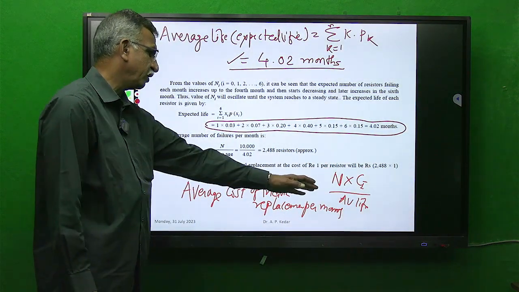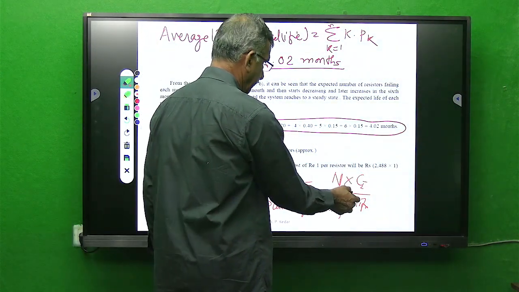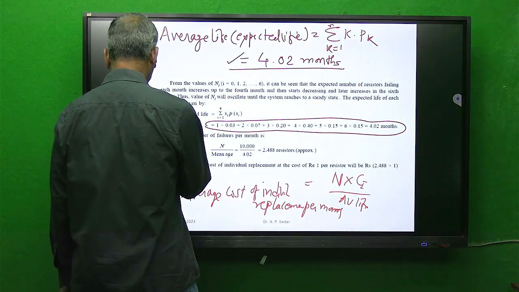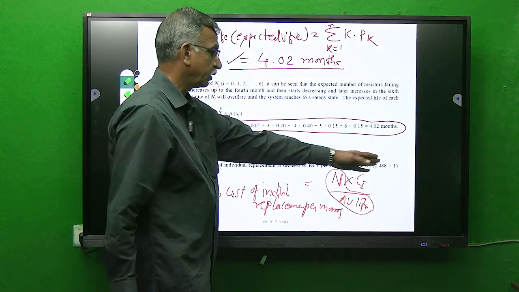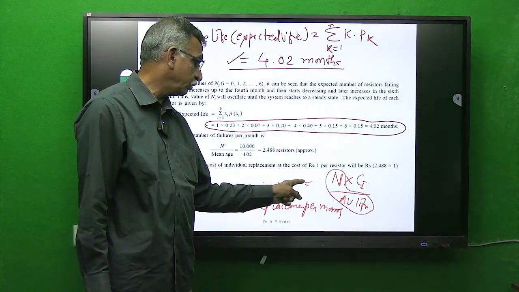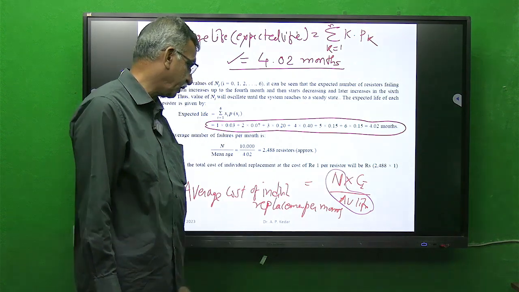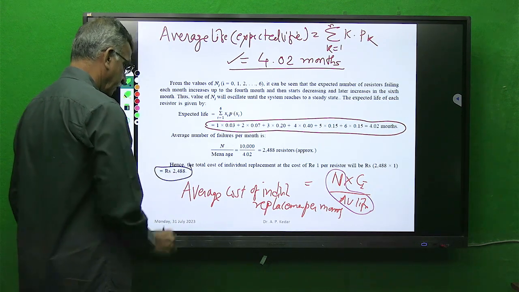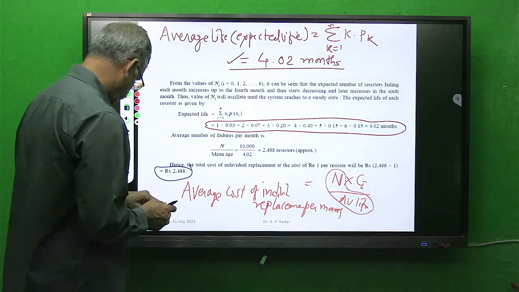Now it's simple: either put N 10,000 here, CI over here and the average life, or this part is done separately and multiplied by 1, the same thing. Ultimately you should get the value equal to total capital N into CI upon average life. And remember this figure now, 2488. Now we have to compare this 2488 with the average cost of group replacement. So we'll see what that is.